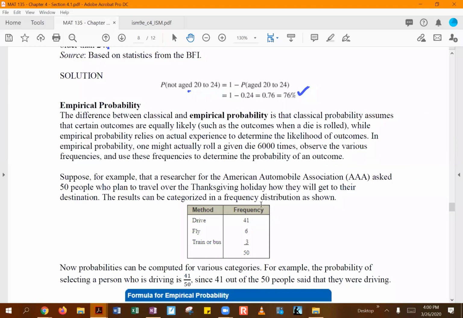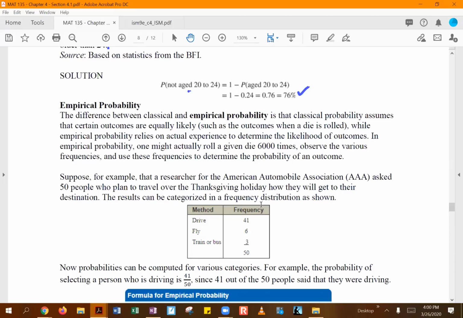Okay, so we've talked about classical probability. We looked at the complementary events. Now let's talk about empirical probability. The difference between classical and empirical, like we talked about, is that in classical we're assuming that each event has an equally likely chance of occurring, like with our tossing of a coin or rolling a die, where you're looking at the same probability for all outcomes. But when we're talking about empirical probability, this relies on actual experience to see what the likelihood of the outcomes will be.